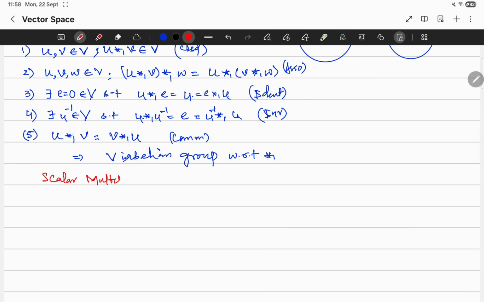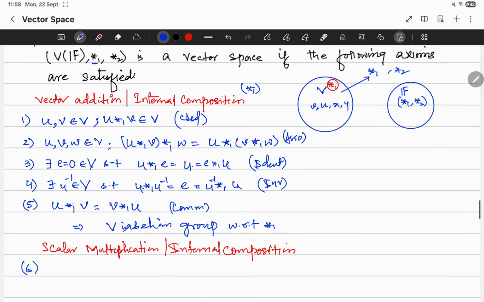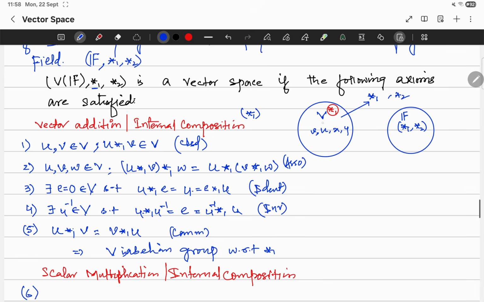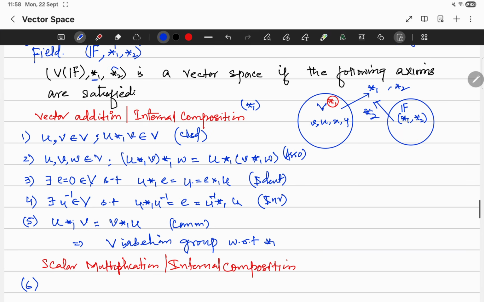Scalar multiplication property is that now here you took the elements within the V so that's why it is internal composition. Now we will take one element from F, another element from V, and we operate it with the another operation, that is our star 2. So with respect to the star 1 it should be abelian group. Now with respect to the star 2 we will check the external composition.